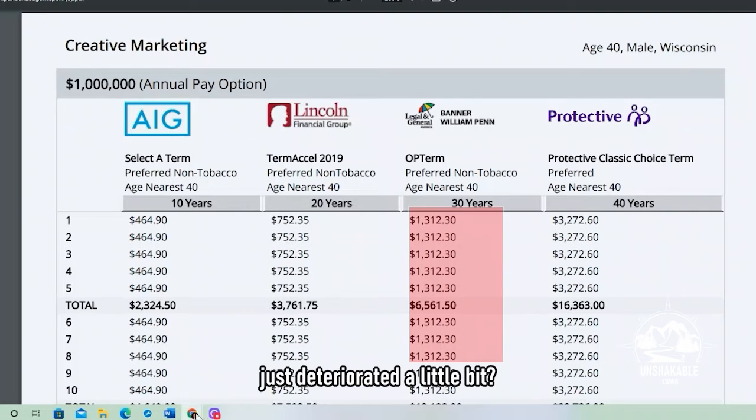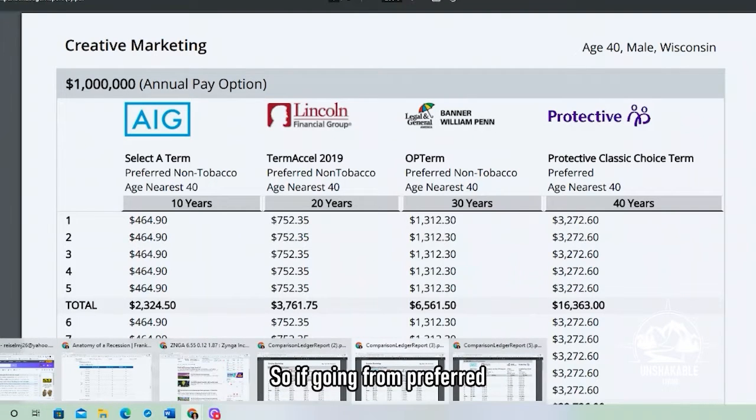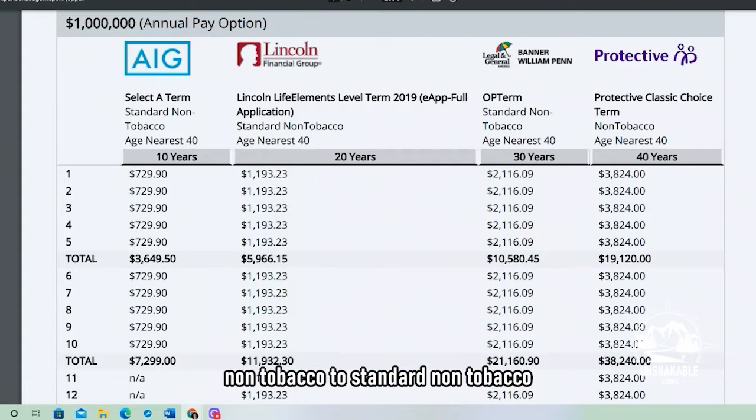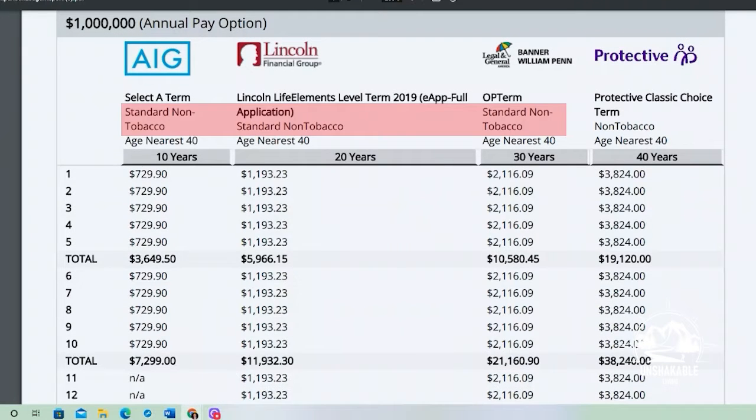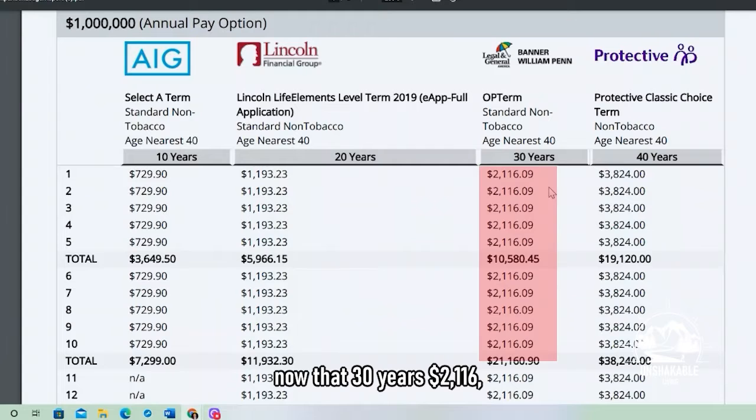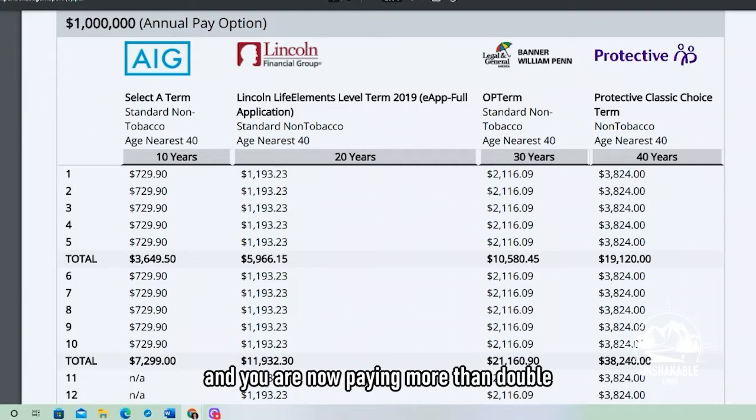Now, what if your health just deteriorated a little bit? So if going from preferred non-tobacco to standard non-tobacco. Now that 30-year is $2,116. So you waited 5 years, health deteriorated just a little bit, and you are now paying more than double for that same amount of coverage.